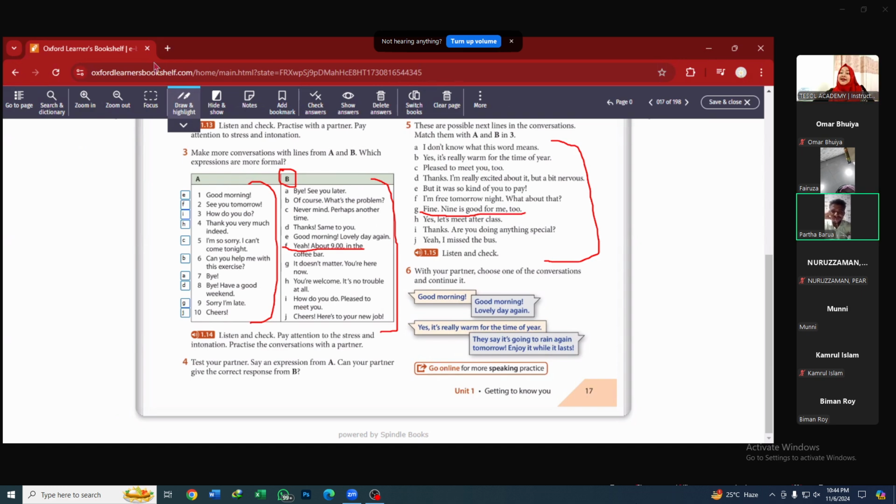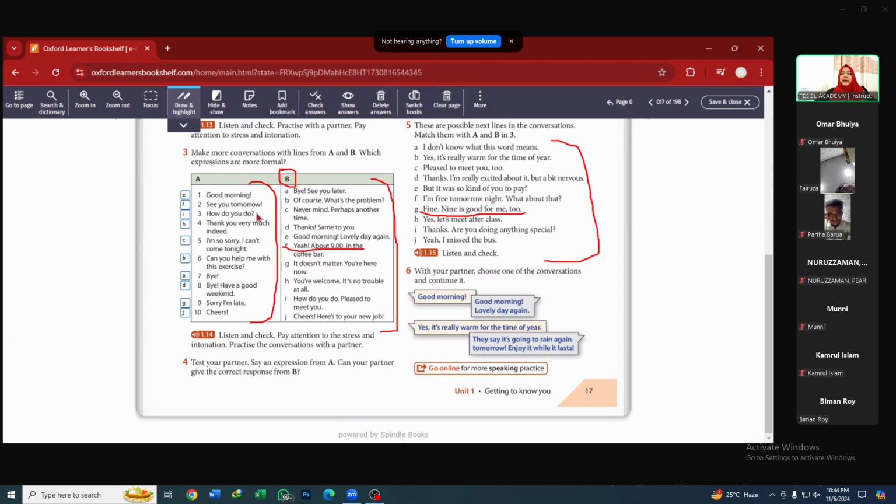Pleased to meet you too. Very good, Miss Munni and Mr. Partho. Excellent. Well tried, Mr. Biman and Miss Bindu. Very good. So what will be the right answer to number 3? The right answer to number 3 is C.